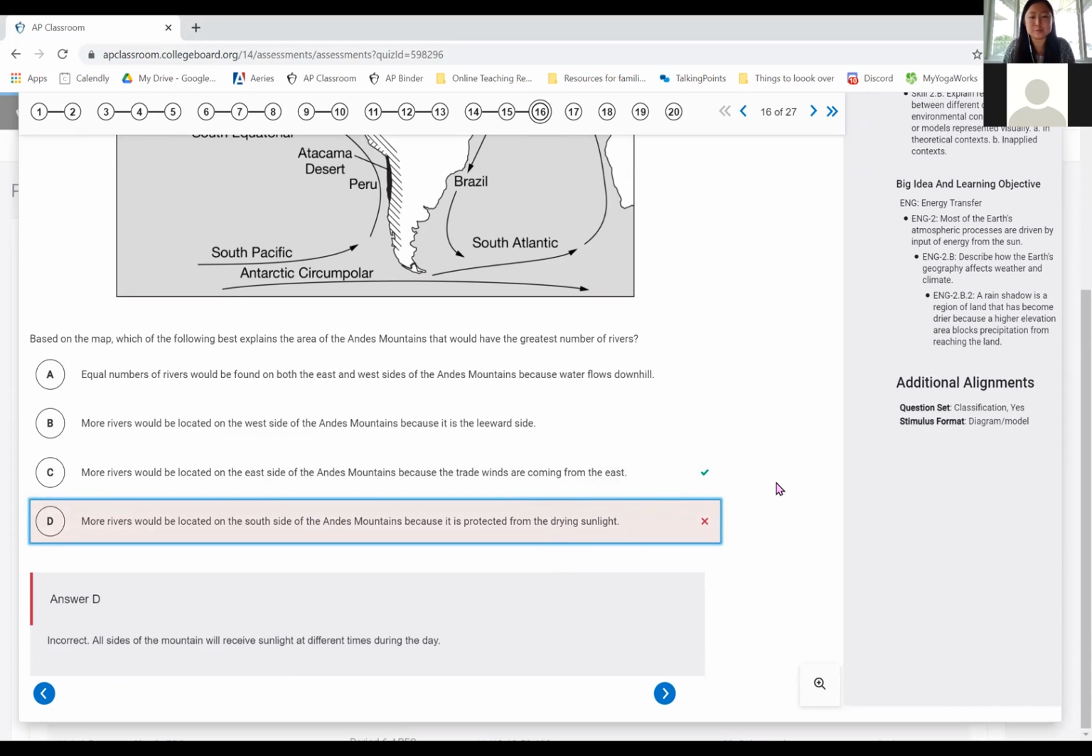Their explanation was that the mountain will receive sunlight at different times during the day. That feels incomplete.